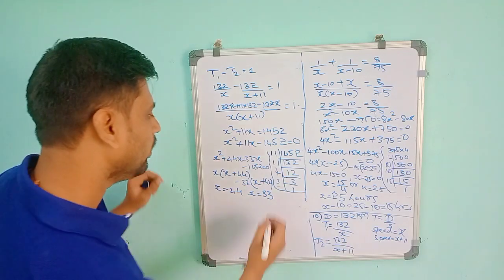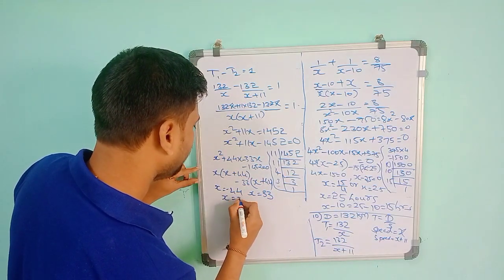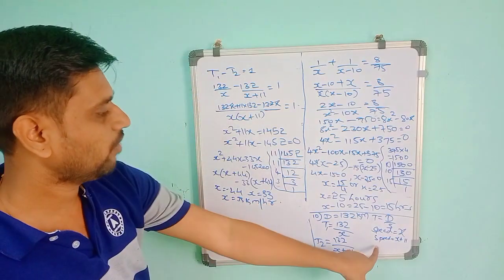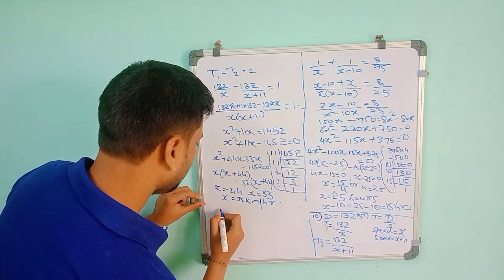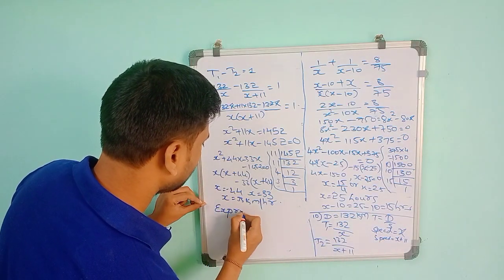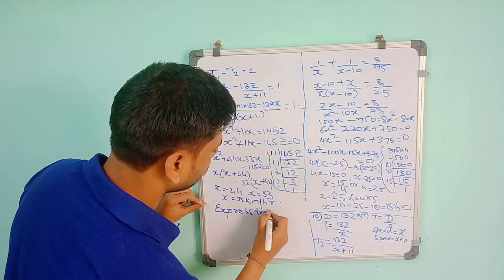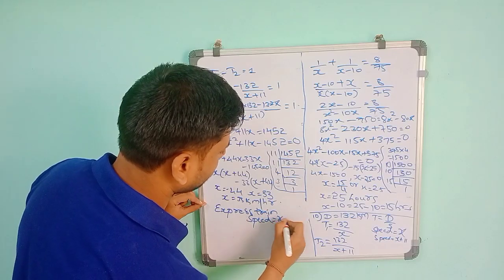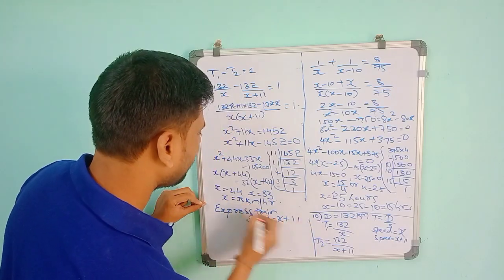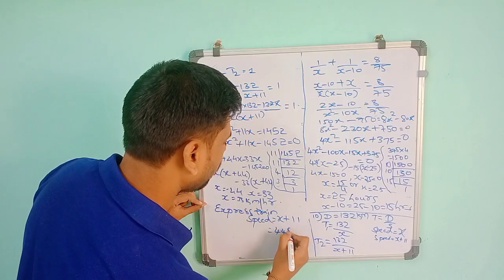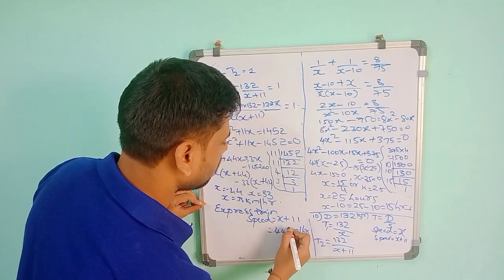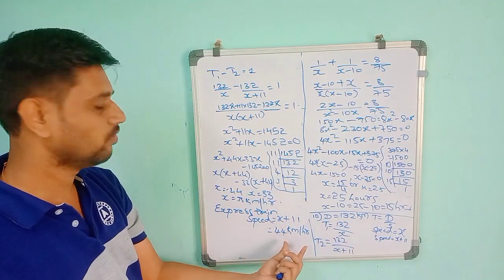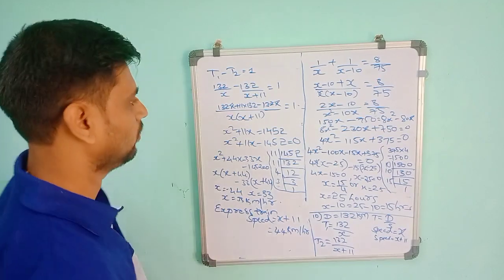speed will always be positive. So x is equal to 33 km per hour, the speed of the passenger train. Then the speed of the express train is x plus 11, as given. So x is 33, 33 plus 11 is 44 km per hour. So the speed of the passenger train is 33 and the speed of the express train is 44 km per hour.